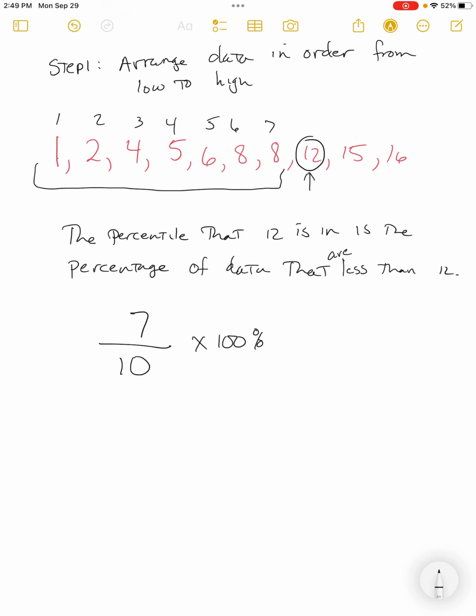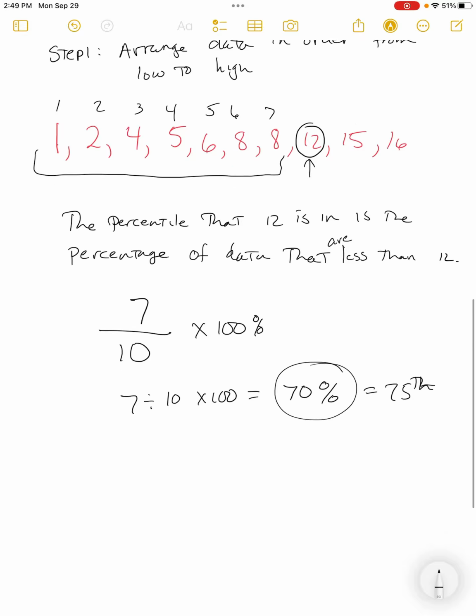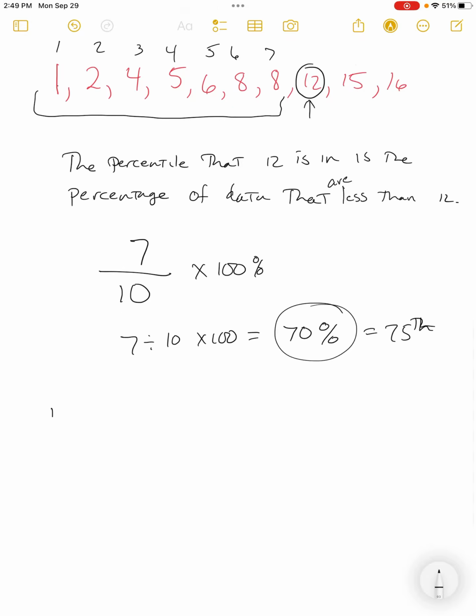7 out of 10. If I run this on a calculator, I can just type in 7 divided by 10 times 100. When I do that, it's going to spit out a 70, and then I just put on a percent. So the percentile is 70%, or the 70th percentile. Cool. That's really what it's like.